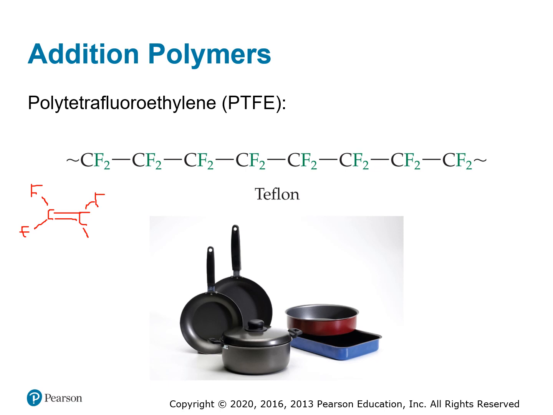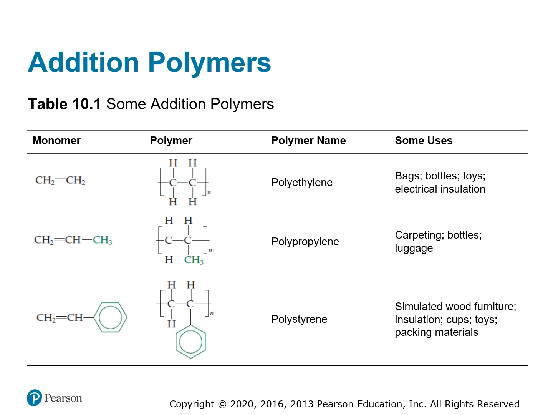When we put those together, again, it's important to remember that the double bond here in ethylene is no longer in the polymer structure. It's as if you are adding several of these monomer units, and in the process you lose this double bond and you make new carbon-carbon bonds. And this is what we have in the pan. A non-sticky surface is Teflon, which is polytetrafluoroethylene. These are some examples again of addition polymers.